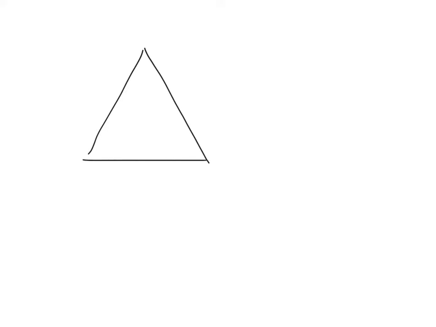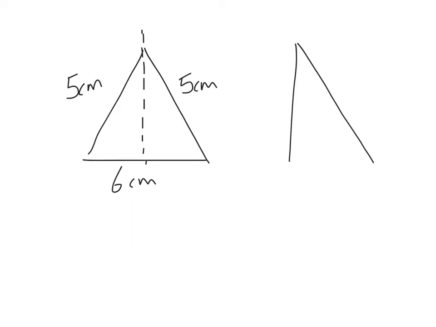Whereby, let's say this was 5 centimeters, and that was 5 centimeters. Let's say this was 6 centimeters. This is what we call an isosceles triangle. And what you then have to do is split it down the middle to form a right angle triangle. And the right angle triangle would look like this. Whereby that would be 3, and this would be 5, giving us a right angle triangle.